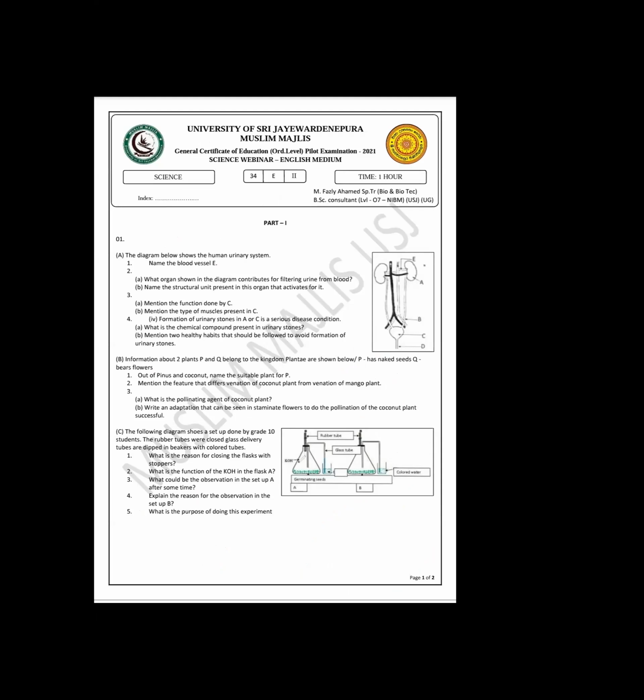What is the pollination agent of coconut? Pollen or seeds? Mainly in coconut, pollination takes place by pollen. When we consider the reproductive system, it takes place as vegetative and sexual, sexual or asexual.